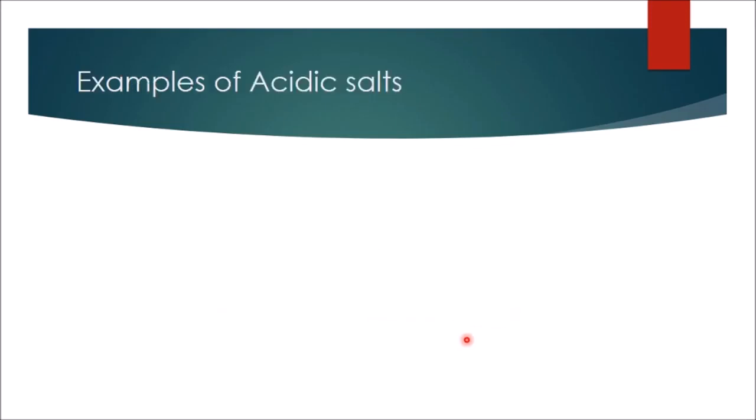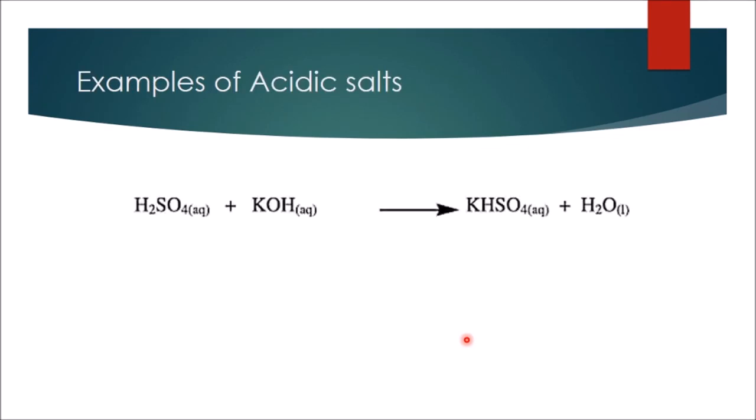What is the example of acidic salts? We have H2SO4 and KOH. Now in this case both are a strong acid and a strong base, but still you have hydrogen ions unreacted, so both the definitions apply. One definition says a strong acid reacting with a weak base, another definition says when hydrogen ions remain unreacted in the salt. So in this case you can see hydrogen ion is present. Whenever you see hydrogen ion in a salt, always classify it as acidic salt.